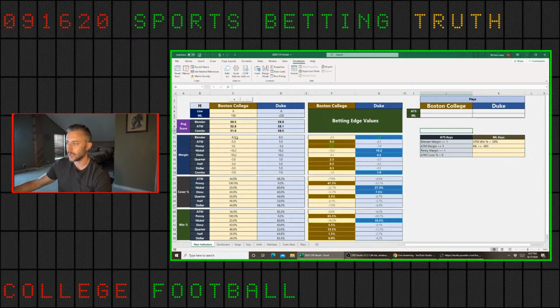Boston College and Duke. We got no play here. Looks pretty even. Duke minus 6. Projected about a touchdown favorite here with my model, so really no value either way.